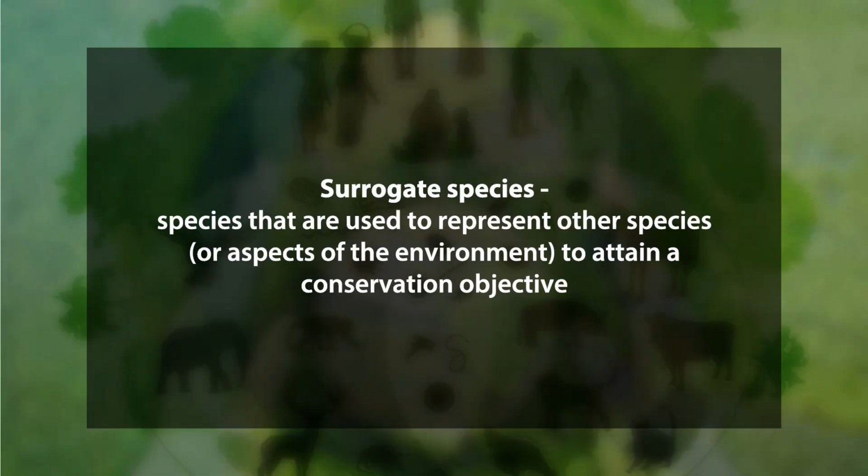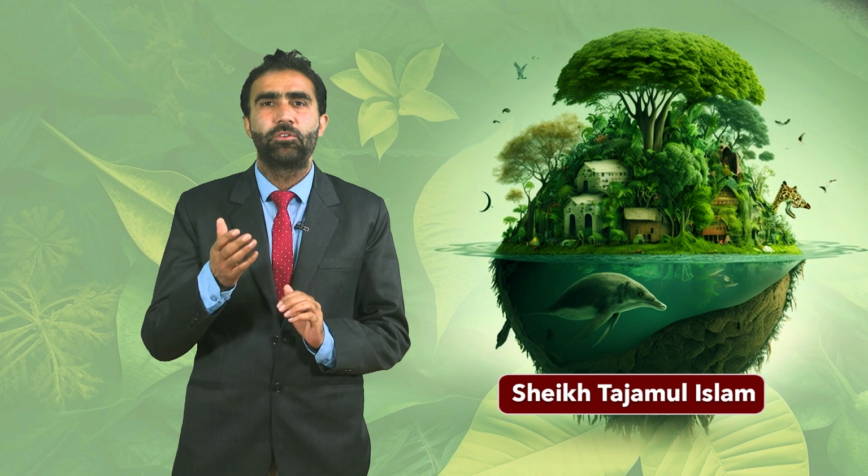While the distinction between surrogate and direct measurement can be ambiguous, surrogate species are defined as species that are used to represent other species or aspects of the environment to attain a conservation objective. In a broader sense, biodiversity surrogate is a species group or an ecosystem attribute that is used as a proxy for another species or aspect of a biodiversity target. By protecting these surrogates, we tend to protect the whole ecosystem.